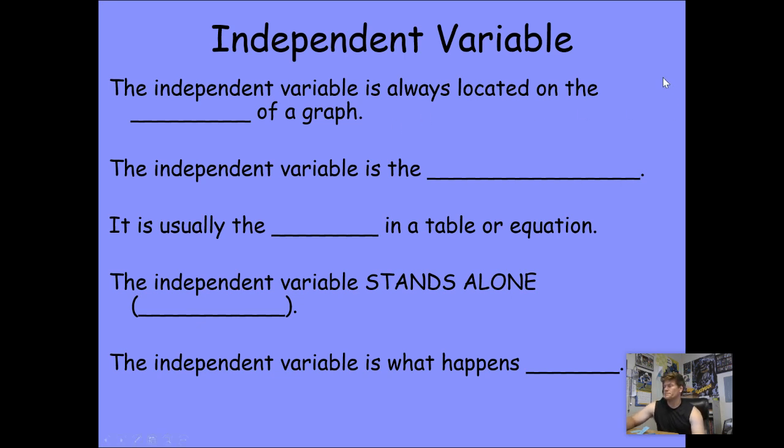Independent variables. The independent variable is always located on the x-axis of the graph. It is our input, it is our domain value, so of course it's the x in our tables or equations. The independent variable stands alone. It does not depend on the other variable that's in our problem. The independent variable is what happens first. This has to happen before the other variable can happen.